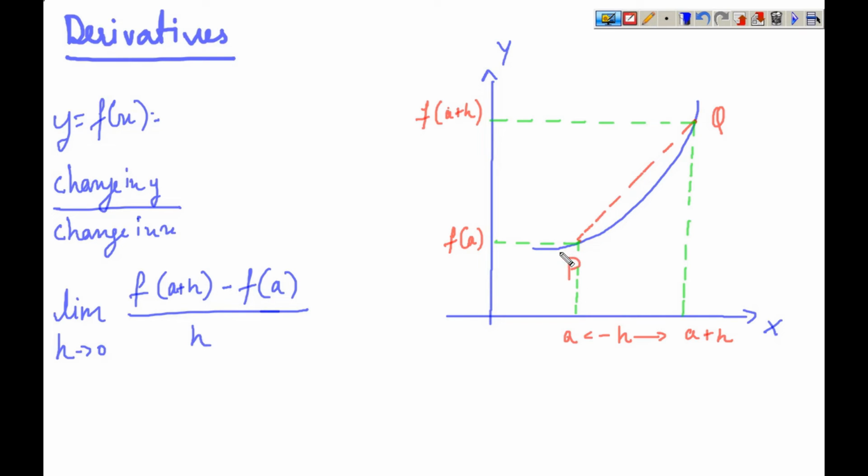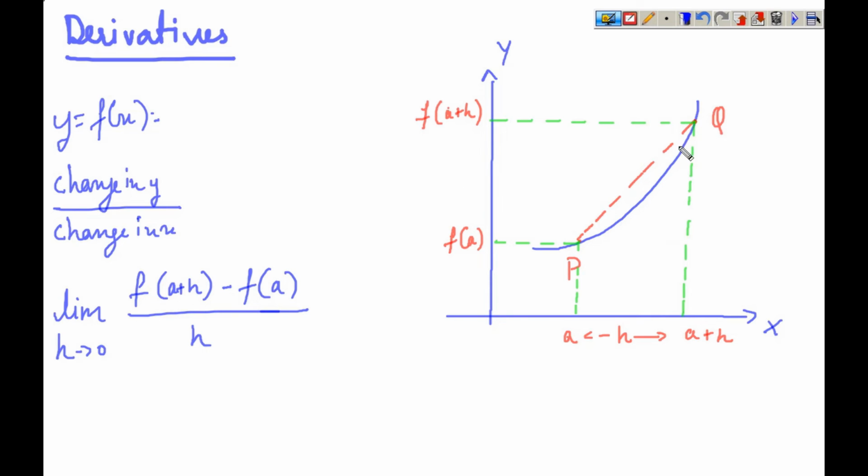So here I have drawn a diagram. We have two points P and Q, and P corresponds to point a on the x-axis, and the value of the function is f of a. It can be any value, so we have just written f of a. Then Q lies at a plus h, so it is h distance from a, and the function value changes to f of a plus h.